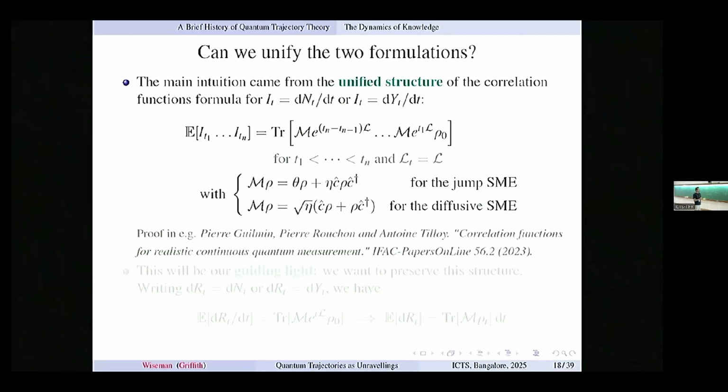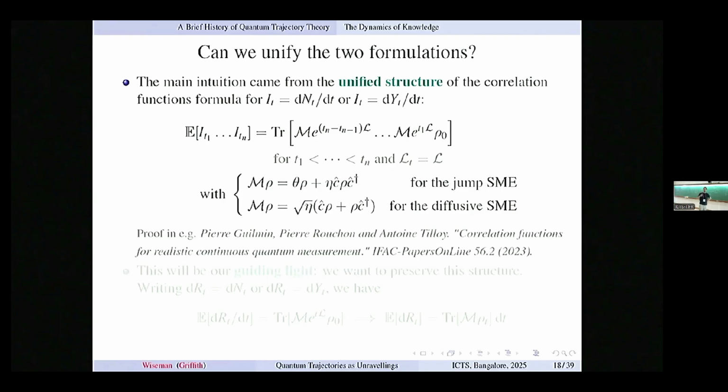And then you insert a specific superoperator, which depends on your process, on your detector. So if it's a jump detector, it's going to be this operator, and if it's a diffusive detector, it's going to be this operator. In this case, theta is the dark contrast, and eta is the efficiency. So eta accounts for misclicks, and theta for false clicks. And here you have the efficiency for the diffusive SME. And so the fact that the structure of this formula is exactly the same in both cases was a hint that led to the new formulation.